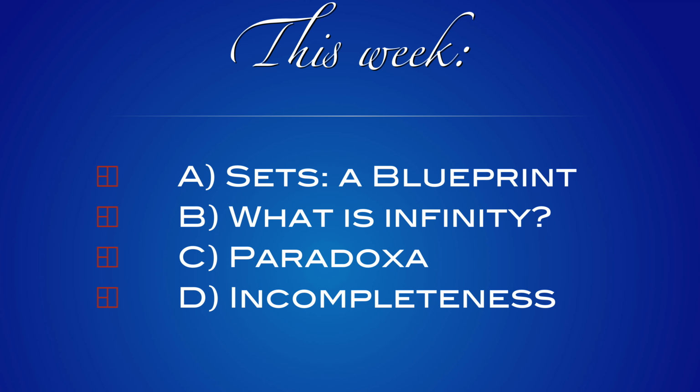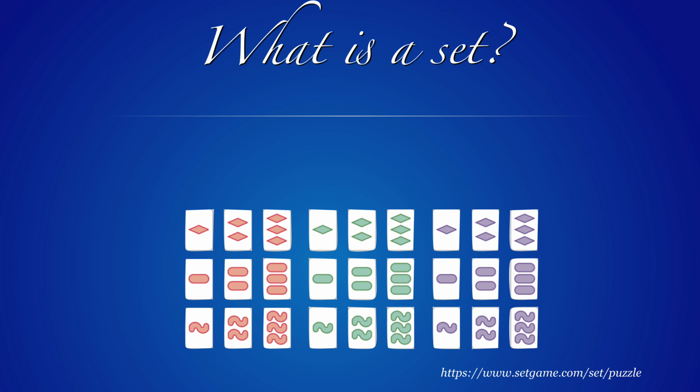In this first unit we look at the Boolean algebra of sets, then the second part we'll study infinity, then paradoxa, and finally the incompleteness theorem. A set is just a collection of objects.